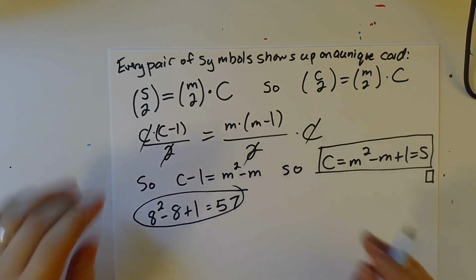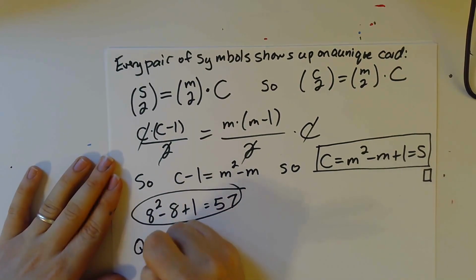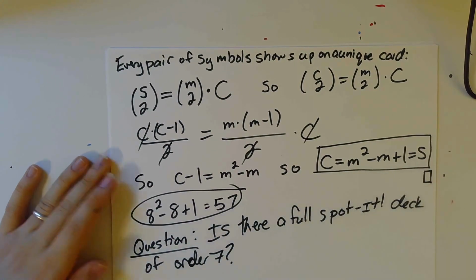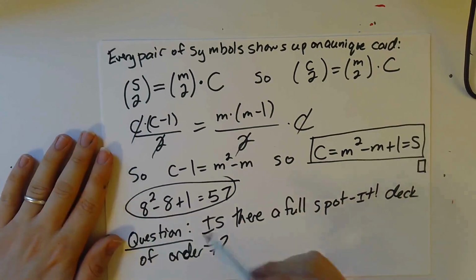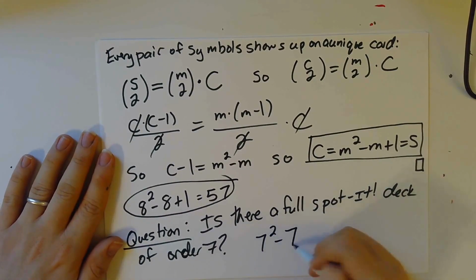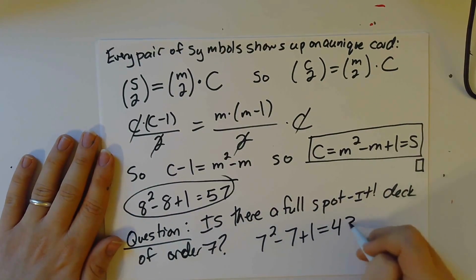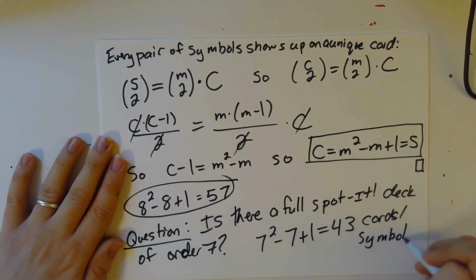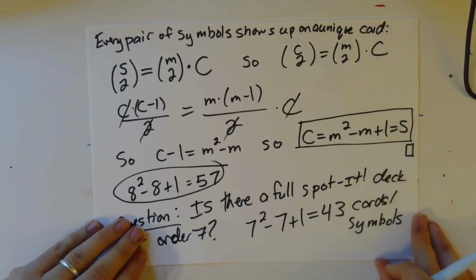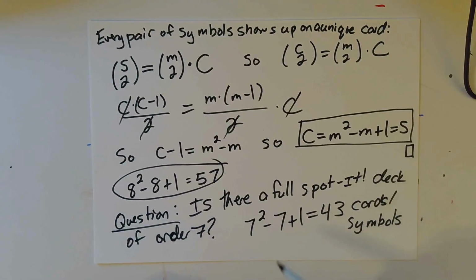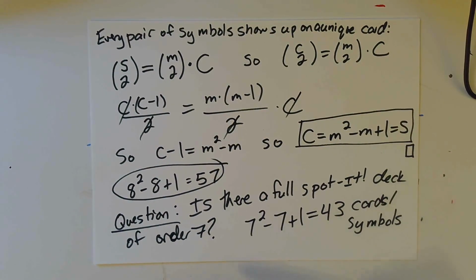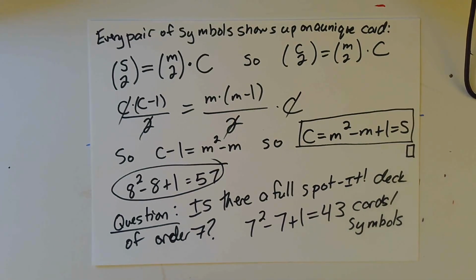But our question is still, well, is there a full spotted deck of order 7? Well, we know how many cards it would have. It would have 7 squared minus 7 plus 1, which is 43 cards and symbols. And again, I want to emphasize the logic here. 7 minus 1 is 6. 6 is not prime. And so we don't know how to make a full spotted deck of order 7. But that doesn't mean one doesn't exist.